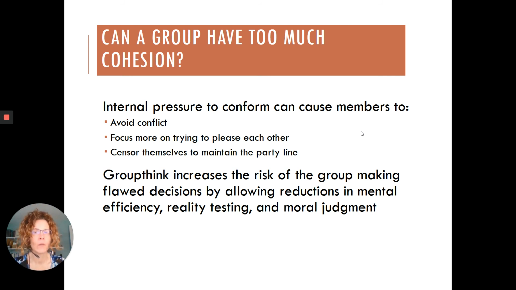We call this groupthink, and we'll talk more about this in chapter 11. Essentially, this phenomenon, which is not a good thing, groupthink is bad, increases the risk of the group making really bad, stupid decisions. And I'm going to give you some examples when we get to chapter 11. Basically, we allow ourselves to no longer be mentally efficient. We don't test reality. We don't make sure that we're thinking about the ethics of any of our decisions.